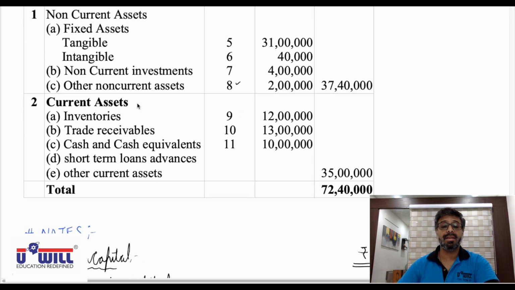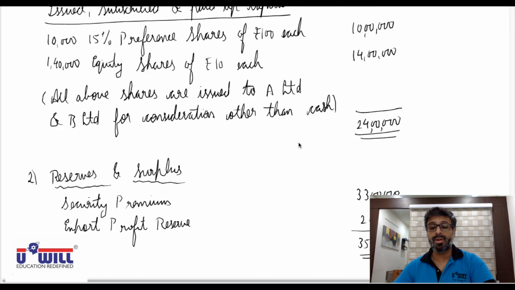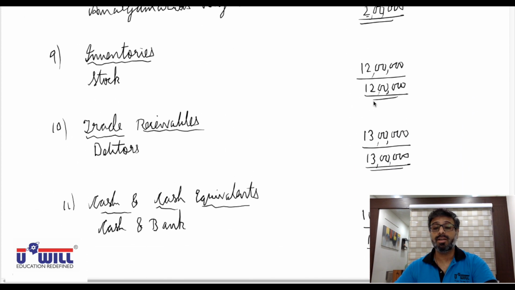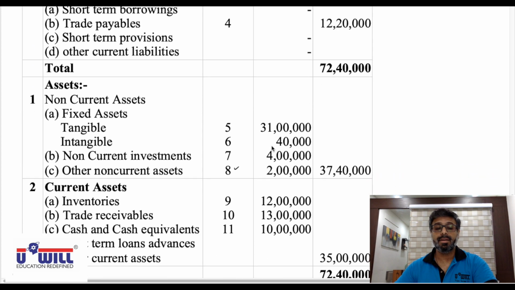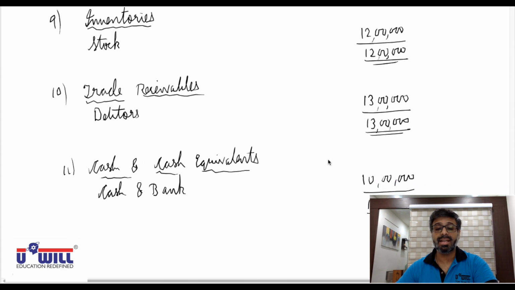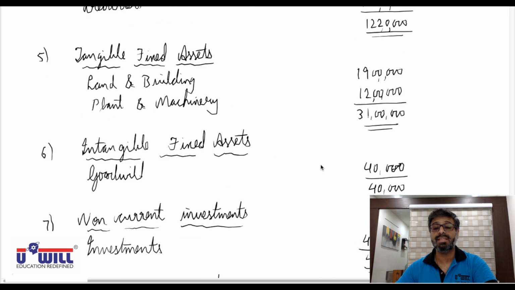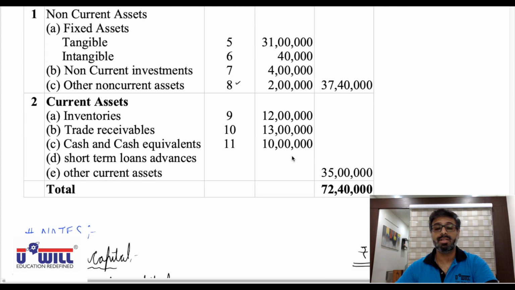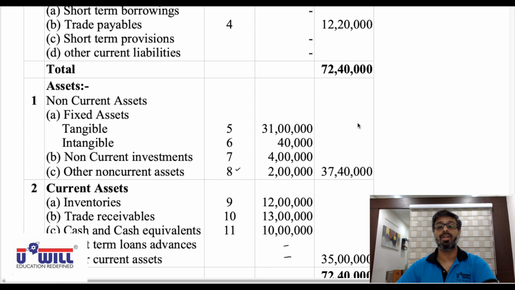In current assets, current investments we don't have. Inventories as per note 9 we have 12 lakhs. Then debtors, that is trade receivables, as per note 10 we have 13 lakhs, and cash and cash equivalents as per note 11 we have 10 lakhs. Other short-term loans and advances and other current assets we don't have, total 35 lakhs. So again here the total comes to 72 lakh 40,000.